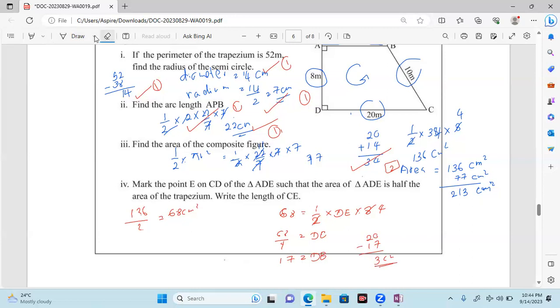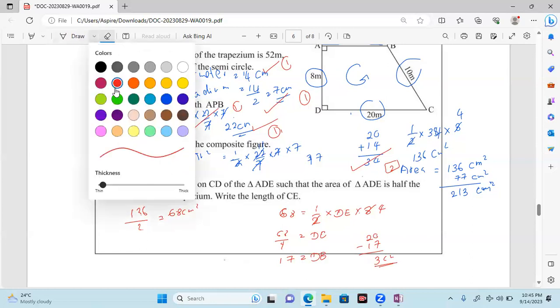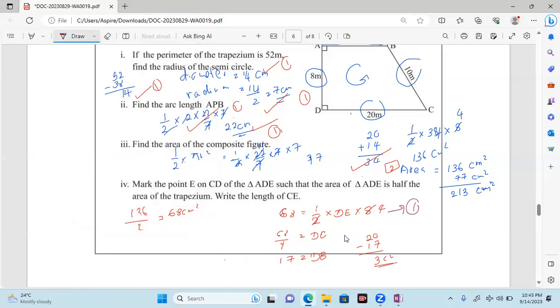Then when you are given the marks, it is 1 mark for equating this one. And for finding 17, it's 1 mark. And for obtaining CE as 3 centimeters, it is 1 mark. Okay.